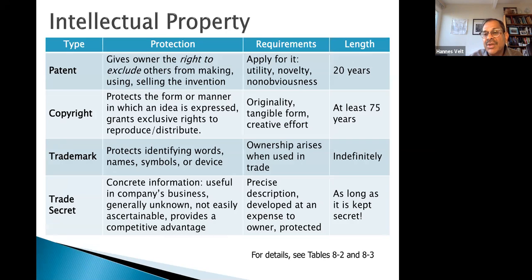Copyright is given for 75 years. Now there's so much classical music that has been around for more than 75 years. There's no more copyright protection, so you can use those in advertisements and so on without taking the permission of the copyright holder, because it's more than 75 years.